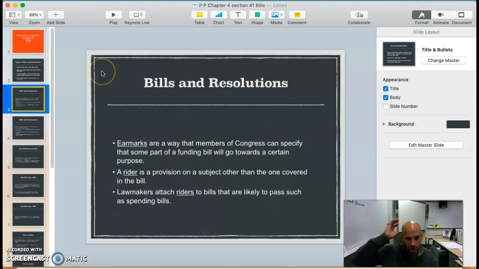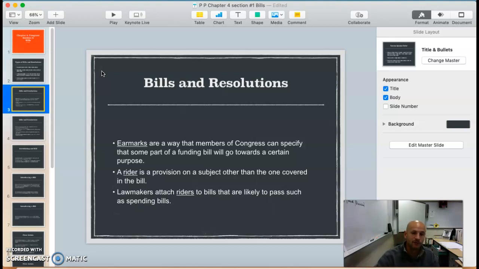Earmarks are the way that members of Congress can specify that some part of a funding bill will go towards a certain purpose. They literally earmark money out of that bill to make sure it goes to that purpose. For instance, they might give $2 million to Billings Park down on Lakeside and earmark $150,000 of it for building the playground. It has to go towards the playground, not the sand of the beach, not rebuilding the docks, not the ecosystem of the lake. That is an example of an earmark within a bill.